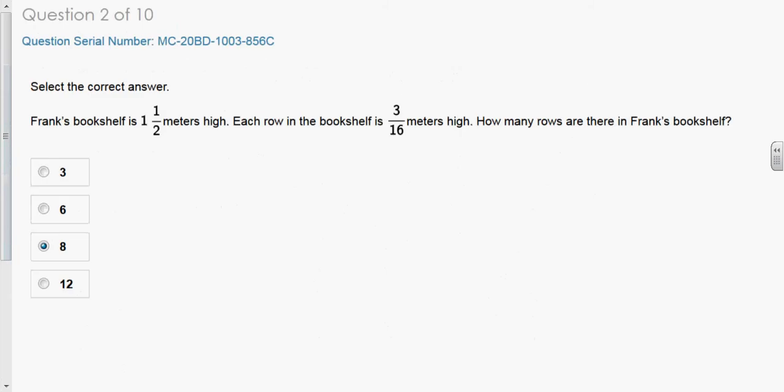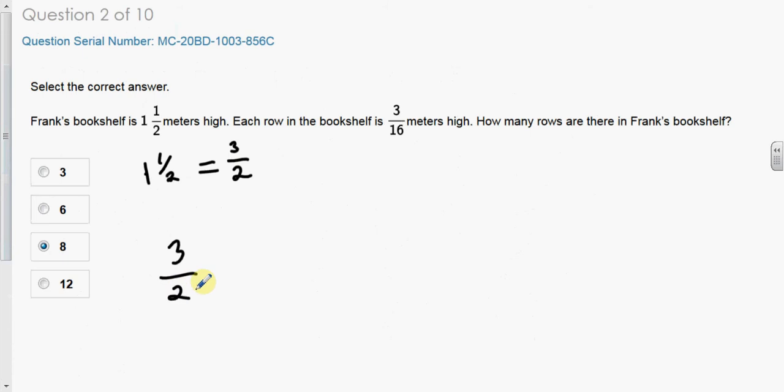Frank's bookshelf is 1 1/2 meters high. Each row in the bookshelf is 3/16 meters high. How many rows are there in Frank's bookshelf? So we have basically the 1 1/2 divided by 3/16. So the 1 1/2 is converted to an improper fraction. That's 1 times 2 is 2, plus 1, that's 3, all over 2.